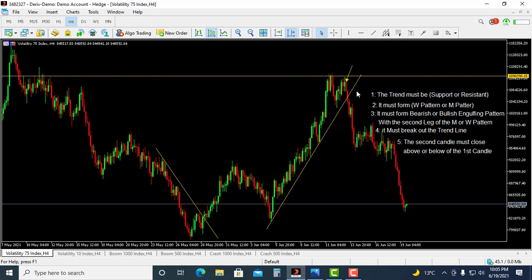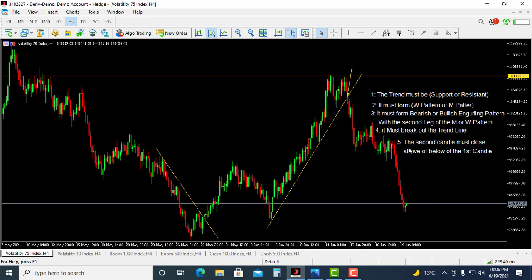And then rule number 4, it must break out the trend line. You see, we put a trend line and then this candle breaks it. This is the breakout candle. I hope you can see, there is the breakout candle.